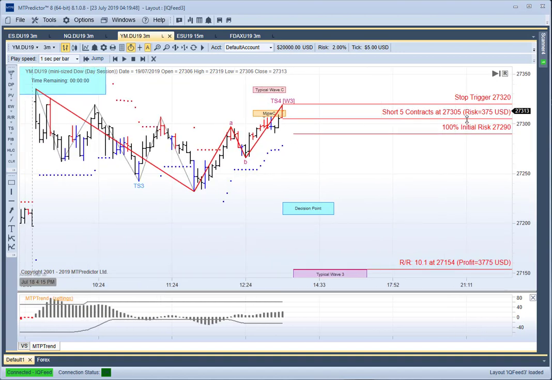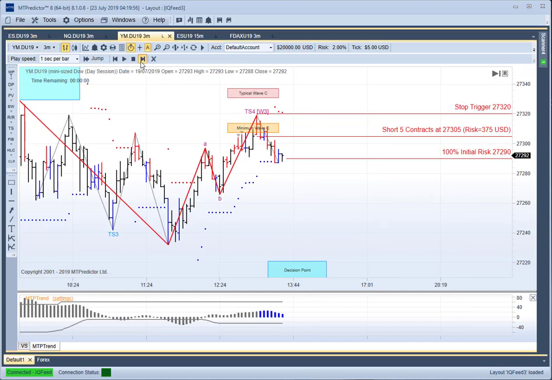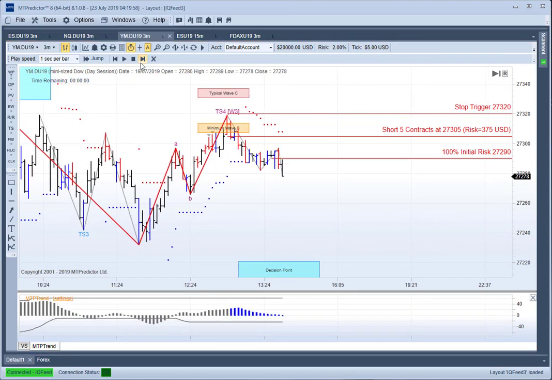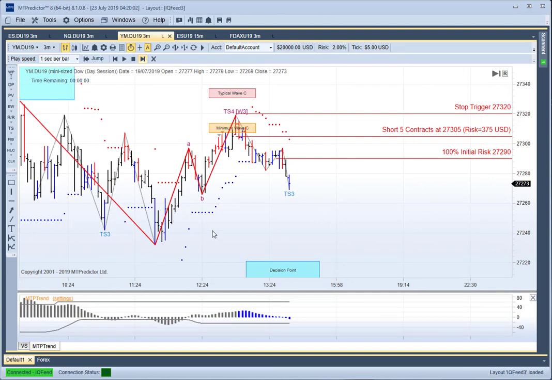This time, 5 contracts for the same 1R risk. This time the market starts to go with you quite nicely. You get taken in, it starts to drop. Starts to drop slowly. There we go, starts to drop. Suddenly you have a TS3 buy setup come in.